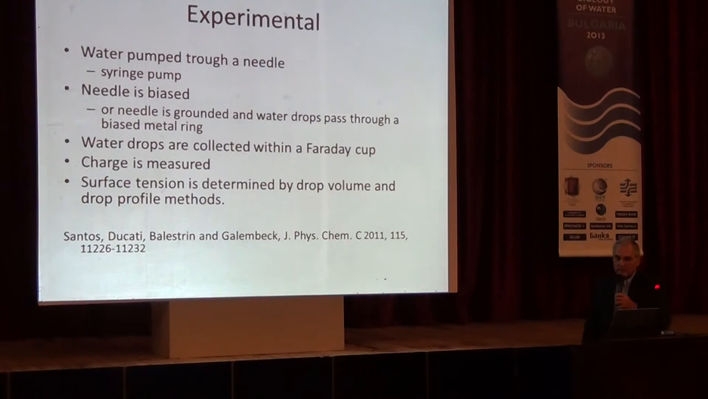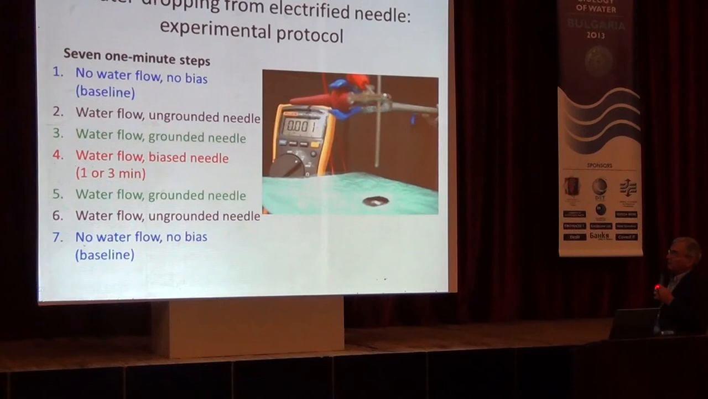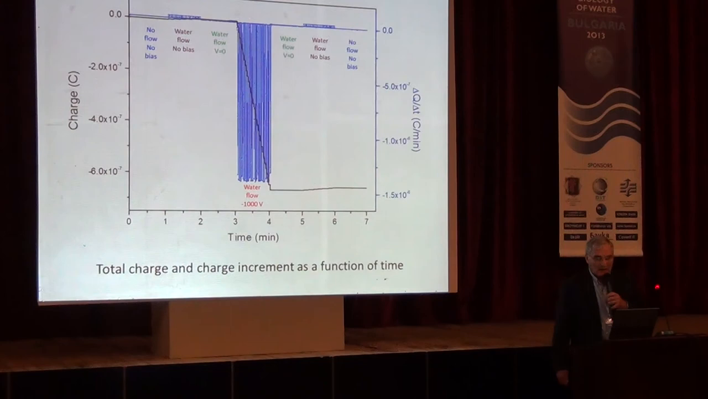So, this is done in 7 steps. Symmetrical: no flow, no bias, flow, ungrounded needle, flow, grounded needle, flow, biased needle, and the same but in reverse order. And that's what we obtain.